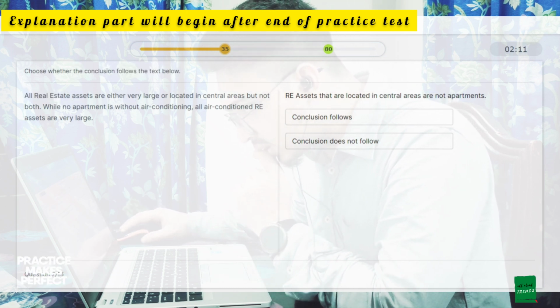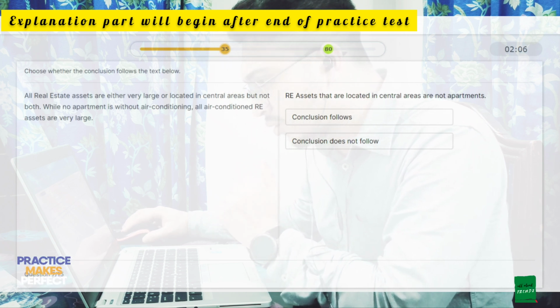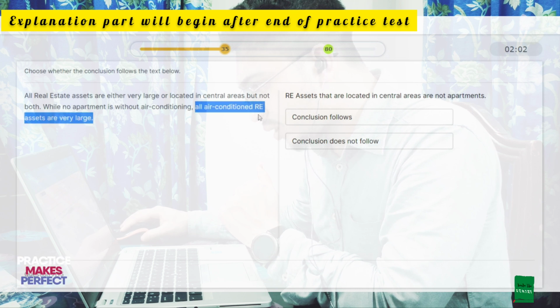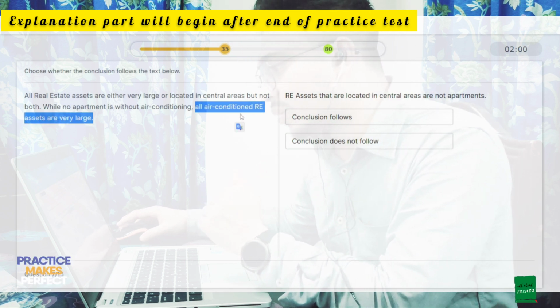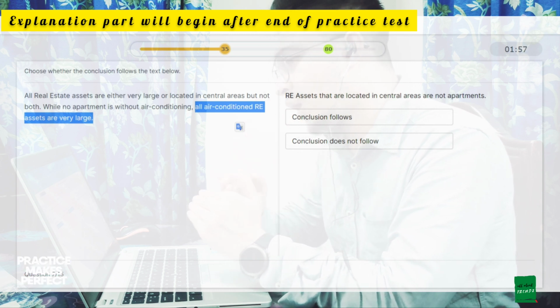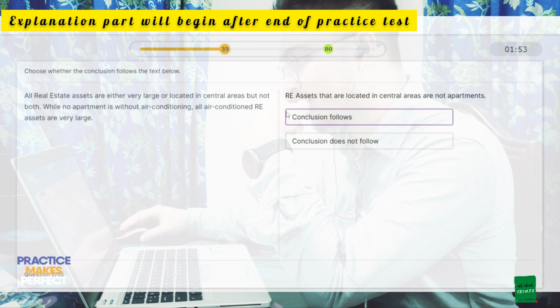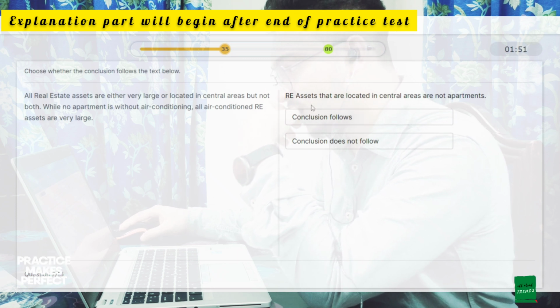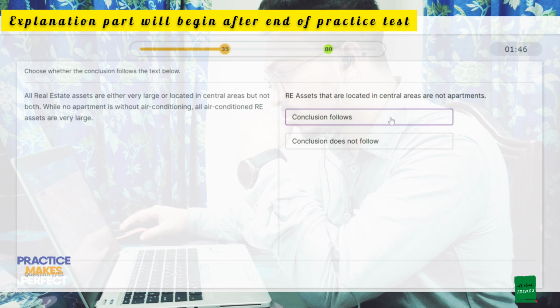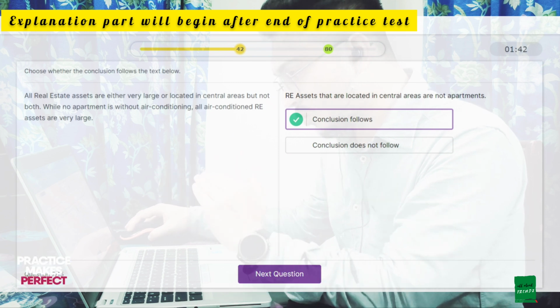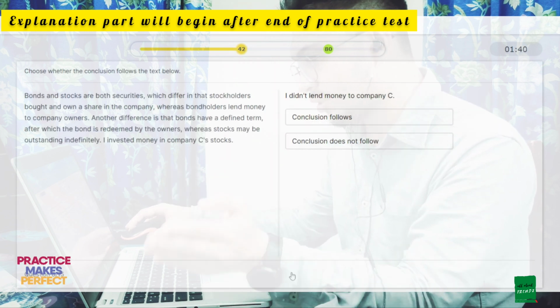So all real estates are either very large or located in centers, but not all are apartments without air conditioning. All air conditioning. It says it. Okay. So that means all the air conditioned assets are very large. Okay, that's fine. So what would it be? It says sets located in central areas are not apartments. I think the conclusion is false. Oh, that's right. Yeah, because it's closest to the question. I mean, we found the signature here.